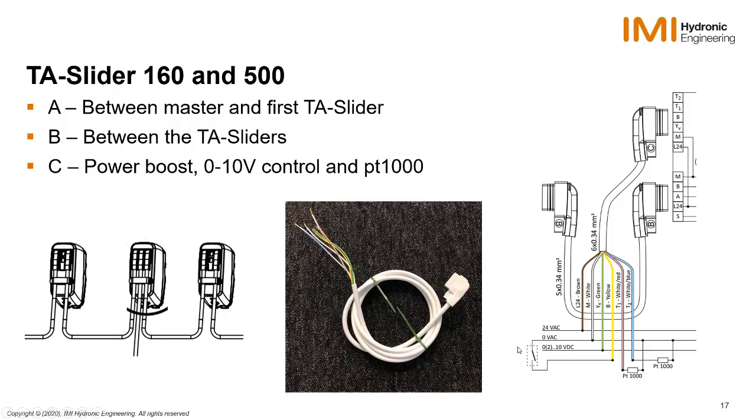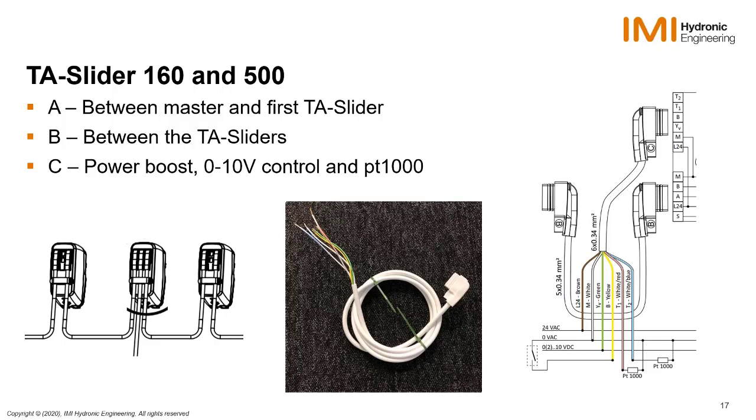Or if you would like to control a slider with 0 to 10 instead of Modbus and only receive the data back with Modbus, so a hybrid mode, you can use the C cable to connect your 0 and 10 cables here, the white and the green one, to your slider. And then you can control it with 0 to 10 volt. And the last thing is that you can connect a PT1000 sensor as well to your cable and your slider. And by that, you can read your temperature in your slider and send that back with Modbus as well.